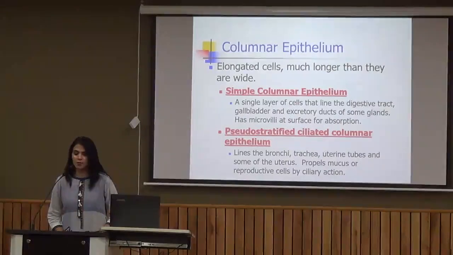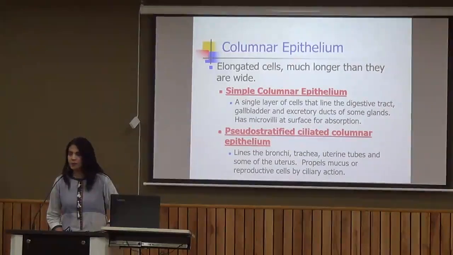Then we have simple columnar epithelium, a single layer of cells that lines the digestive tract, gallbladder, and excretory duct of some glands. Then we have pseudo-stratified ciliated columnar epithelium. Basically, we can say that cilia are present. Cilia are projections, or hair-like structures, which help to move the mucus in the forward direction. And ciliated columnar epithelium is present in the respiratory tract.